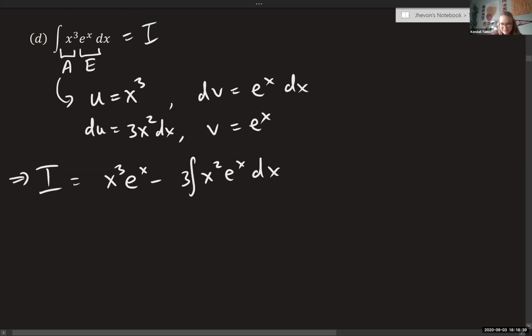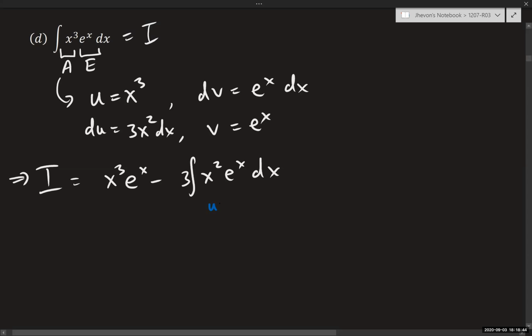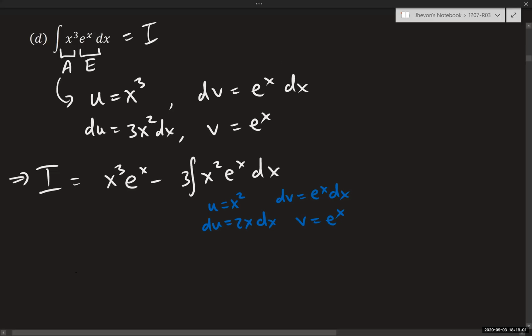Integration by parts again. Here your u would be x squared. Your dv would again be e to the x. So your du would be 2x dx, and your v would be e to the x. Now I'm going to plug those in: x cubed e to the x minus 3 times u times v minus the integral of v du.